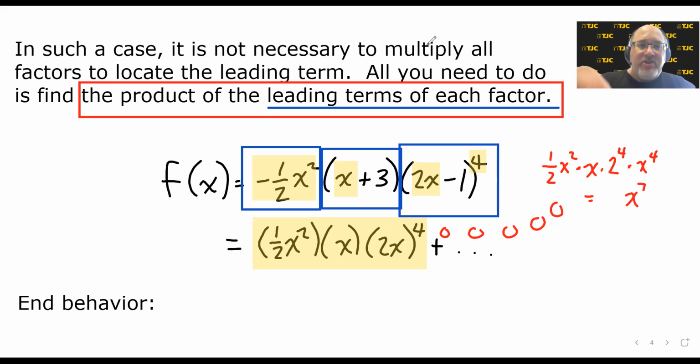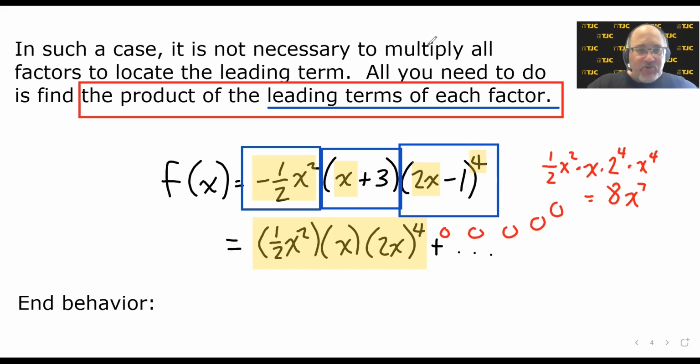Now, as far as the numerical factors, the numbers, we have 1/2, and we have 2 to the 4th power. Well, that means 1/2 times 2 times 2 times 2 times 2. Well, 2 times 2 times 2 times 2 is 16, and then half of 16 is 8. So if we clean up the numerical parts, we get 8.